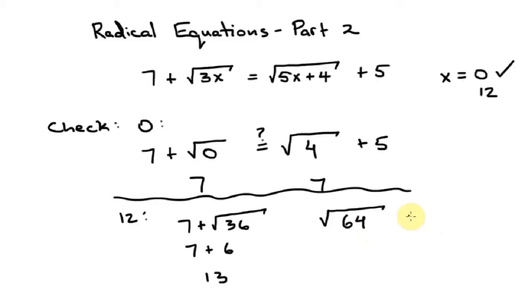And I'm square rooting all that, and then I'm adding 5. Now, the square root of 64 is 8. Well, look at this. We're getting 13 as well. So they've both checked out and are working solutions.